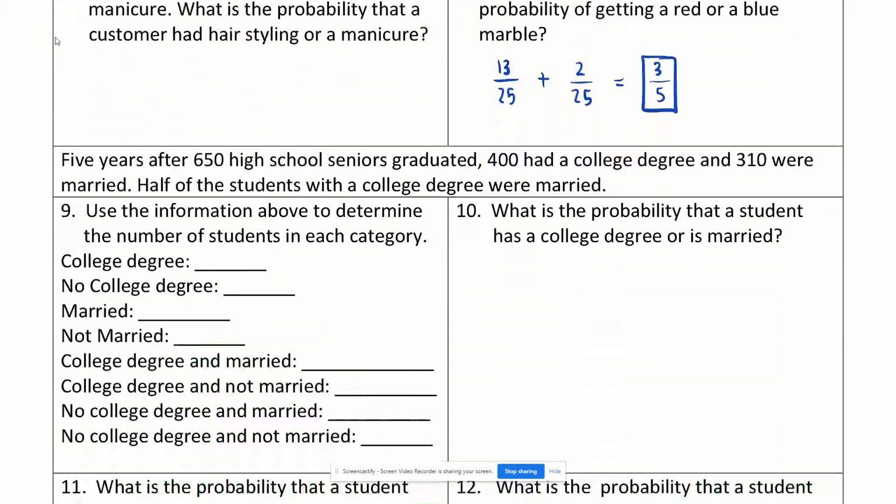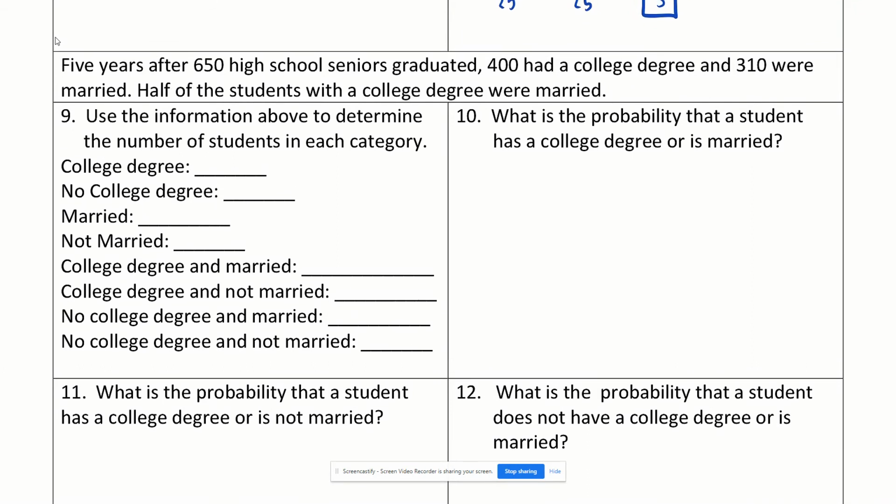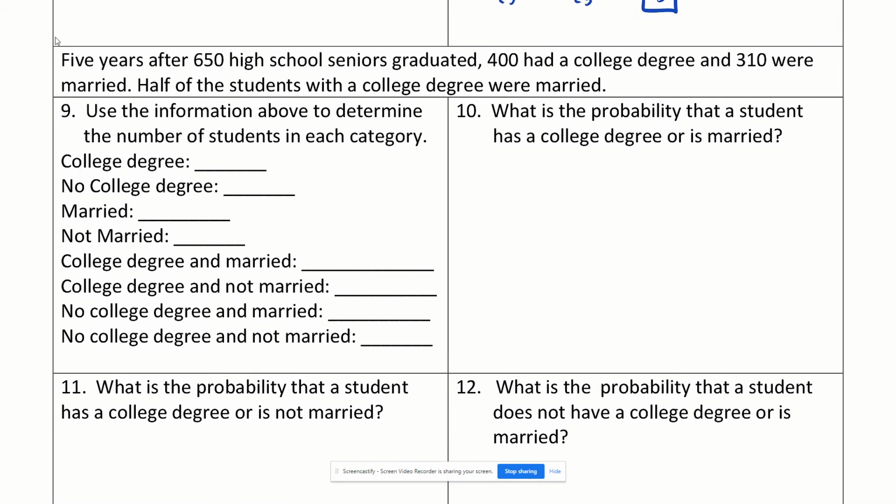Okay, now let's go to the bottom, and I'm going to show you something that's a little bit harder to understand. And when this happens, it's really good to actually kind of make a chart, okay? So here's what we're looking at here. We've got 5 years after 650 high school seniors graduated. So what do you think that's going to be? That's my bottom number, right? 650. That's the total high school seniors who graduated. 400 had a college degree, and 310 were married. Half the students with a college degree were married.